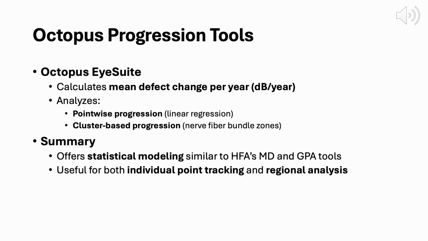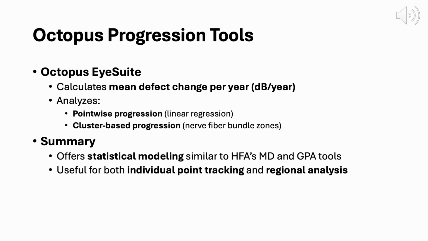Octopus Eye Suite calculates the mean defect change per year and evaluates both point-wise and cluster-based progression. It uses linear regression to detect change over time, either at specific test points or across nerve fiber zones. In summary, it offers statistical tools similar to HFA's MD and GPA and supports both detailed point tracking and regional trend analysis.